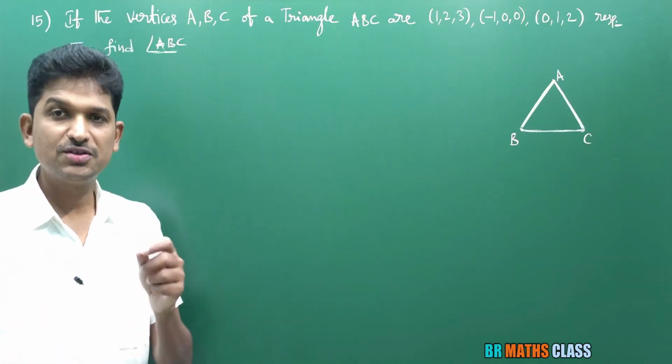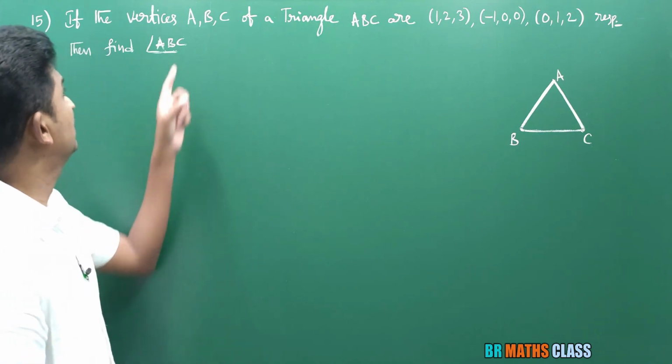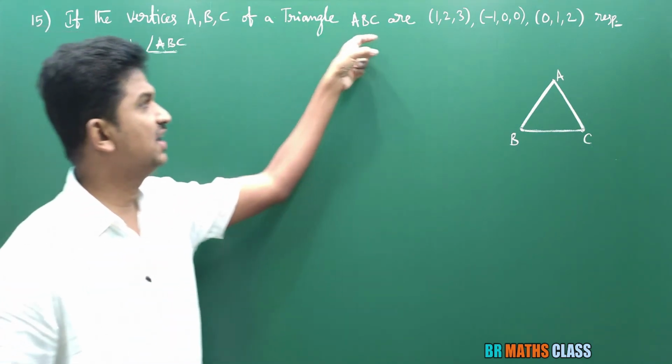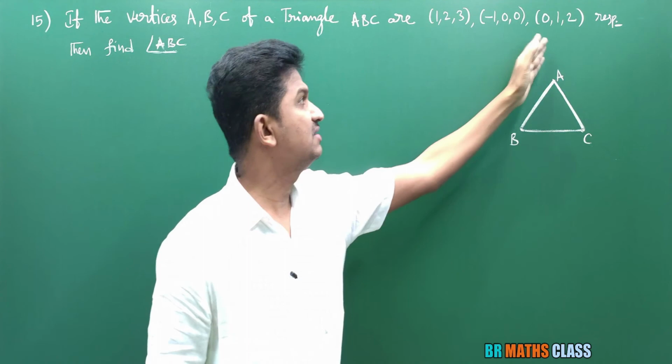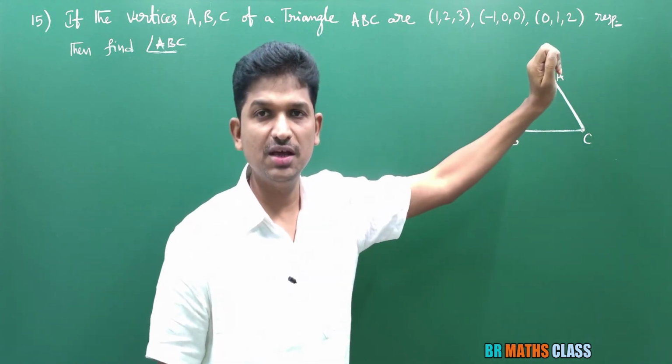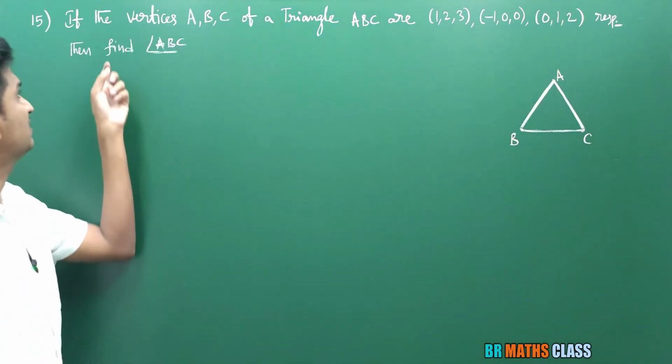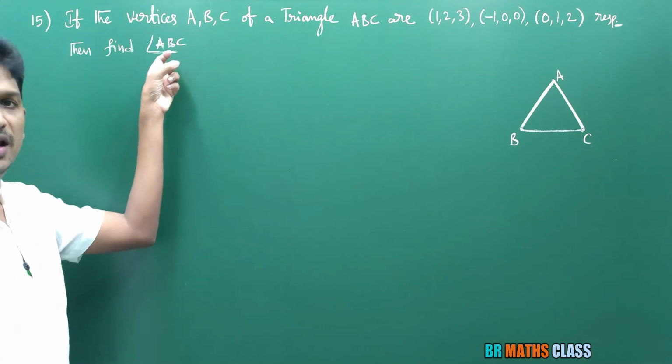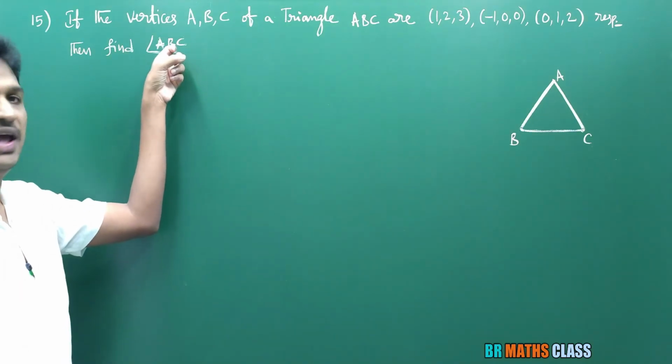You observe this question number 15. What they given? Three vertices of a triangle ABC given. A, B, C, three vertices respectively. Okay. Then what they are asking? Find angle ABC. That means we need to find angle B.